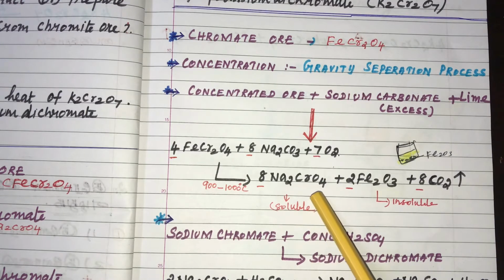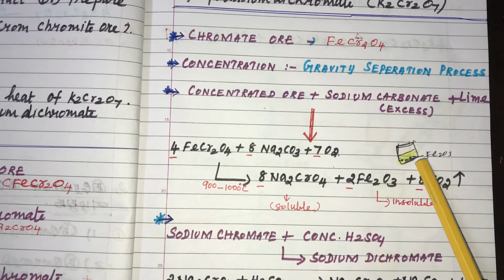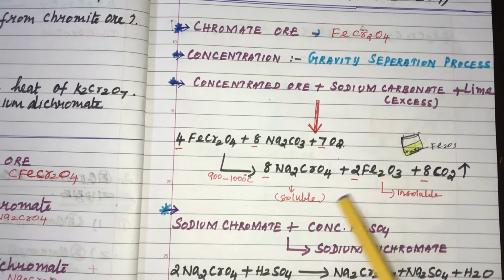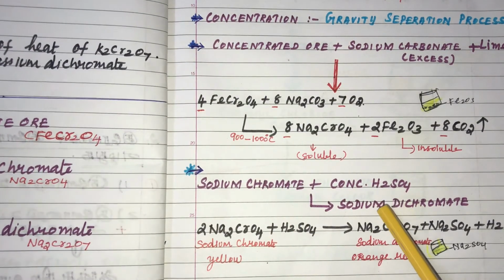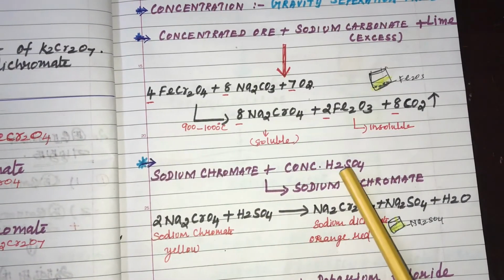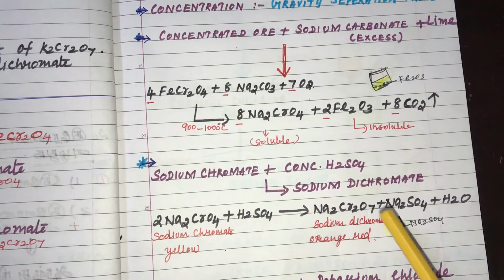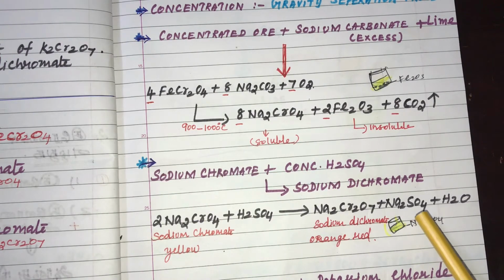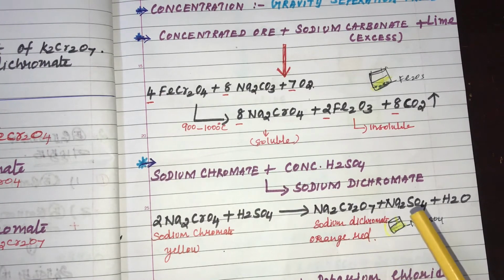So the soluble sodium chromate is formed in the solution and the insoluble iron oxide is left behind at the bottom. Now, by dissolving in water, we separate that sodium chromate, and it is treated with concentrated sulfuric acid. On treatment with sulfuric acid, the respective sodium salt of that acid is formed. Sodium sulfate, less soluble in nature, forms, and also sodium dichromate and water are formed.